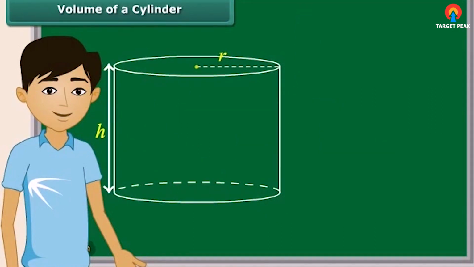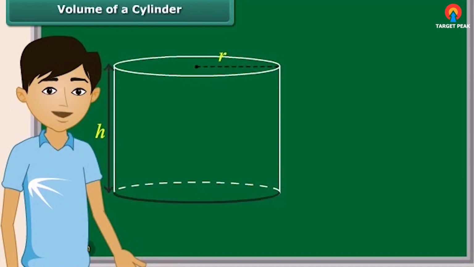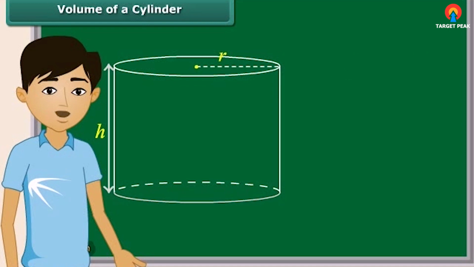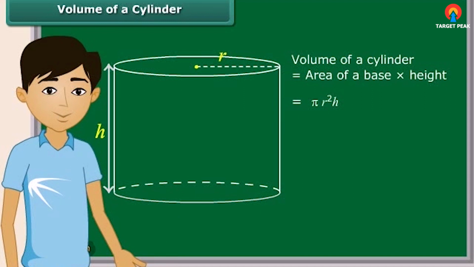Now students, we will calculate the volume of this cylinder, which is very easy to calculate. This cylinder has radius r and height h. Well, for calculating volume, we will multiply the area of the base with the height. So, the volume of a cylinder is equal to πr²h.